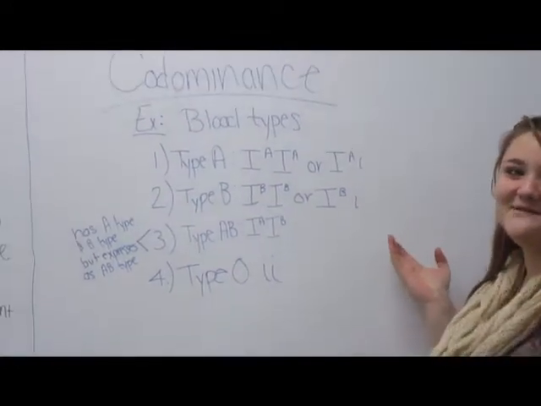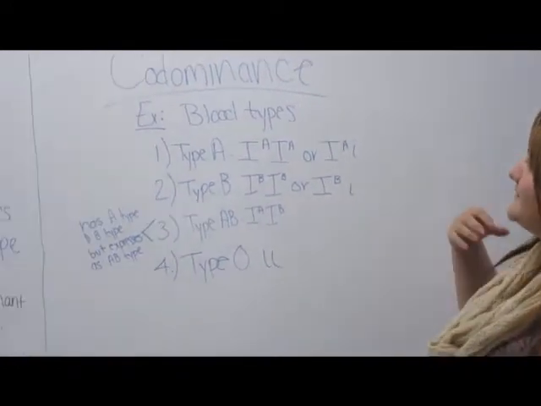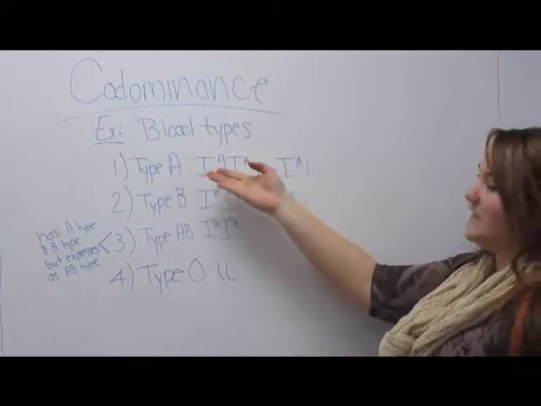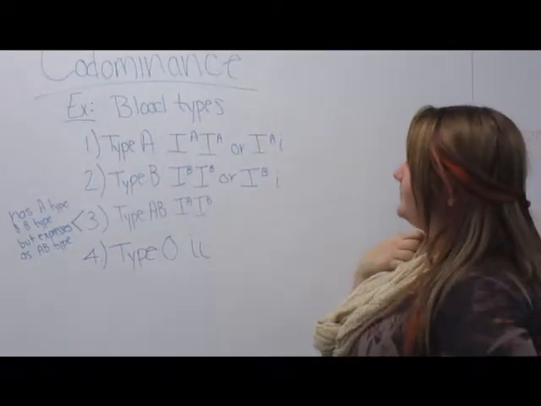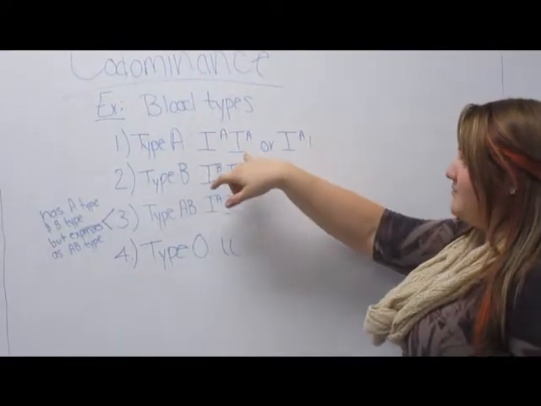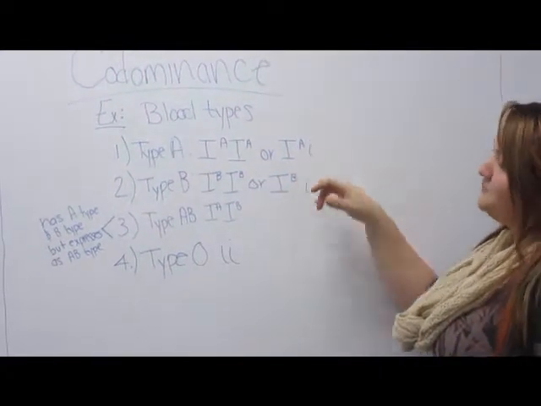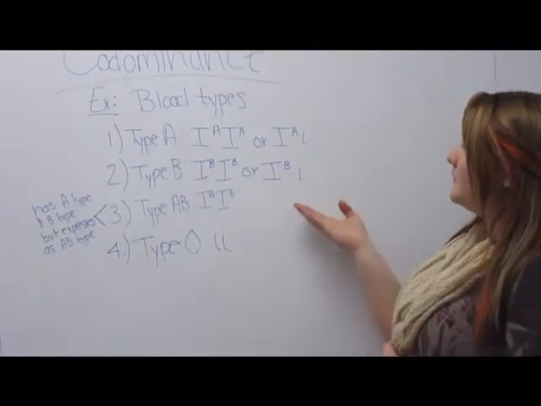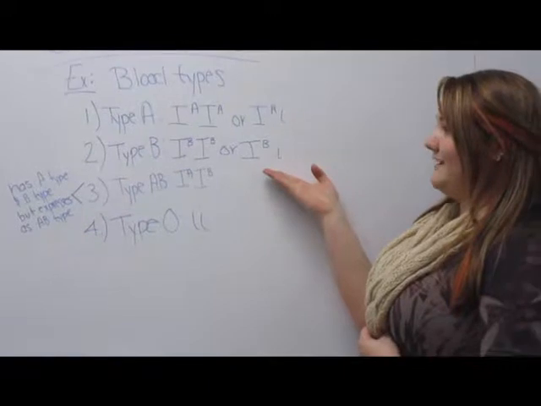And now I'm going to talk to you about codominance. An example of codominance would be blood types. There's 4 different blood types. One is A, and the genotype for that is either big I A, or big I A, little i. You also have B blood type, which is big I B, or big I B, little i.